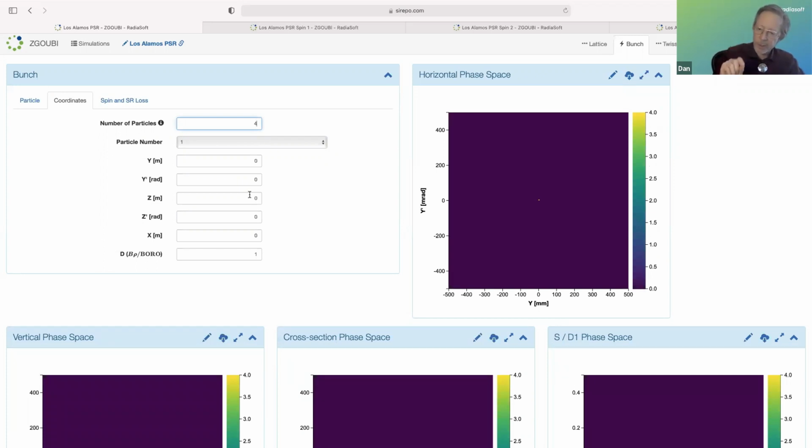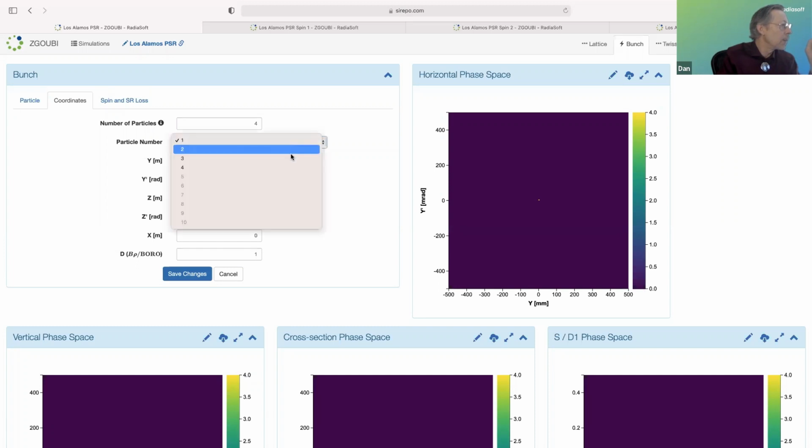Remember the resonances are particularly sensitive to vertical betatron motion, with particles seeing those horizontal fields in the quadrupoles. And so what I want to do is launch just a few particles at a few points on the vertical axis, up above the origin. So I can put in here and say particle 1 has an amplitude of 0.8 millimeters, and I can put in particle 3 and particle 4 and so on, and save those changes.